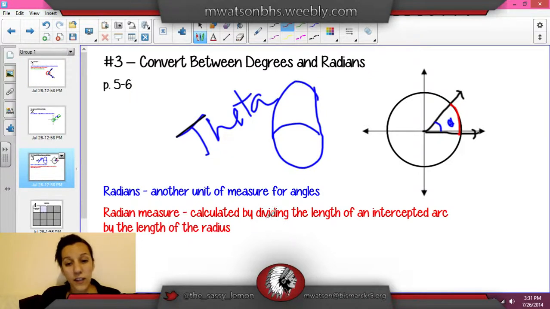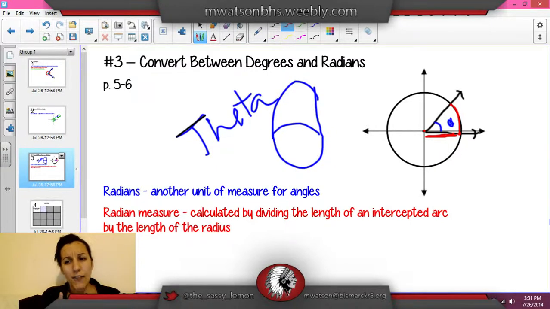So for the calculation, you divide the length of the intercepted arc, so this thing right here, by the length of the radius, and hopefully you all know what a radius is. The radius is right here from the origin out to the edge of your circle. And so just so you know, when we're talking about radians, something we're going to be talking about a lot more is a circle, and that'll all kind of mesh together later.